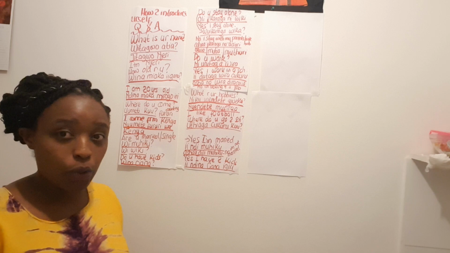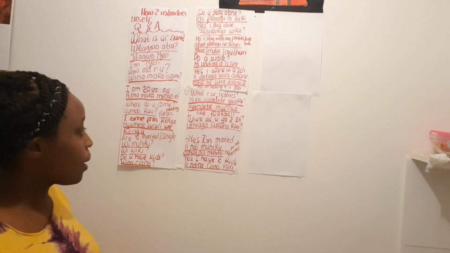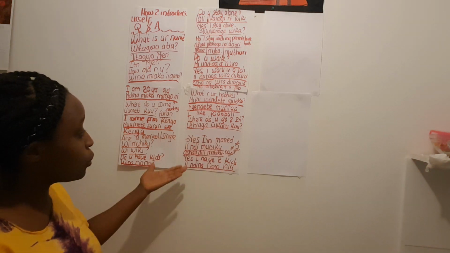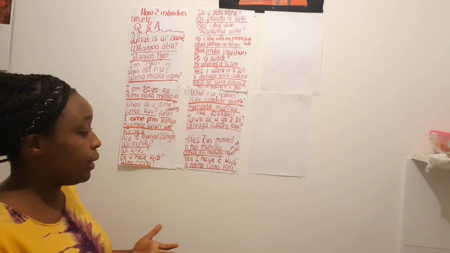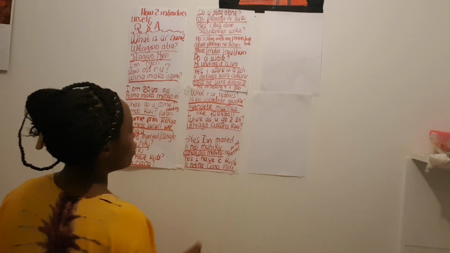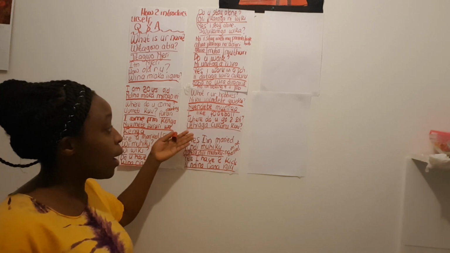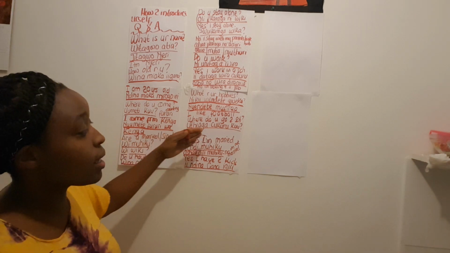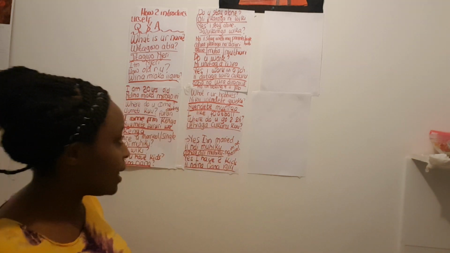Odhiaga shukuru ko. You can even say Odhiaga shukuru ereko. Which school? Ereko. Shukuru is school. Ko is where. Odhiaga, where do you go? Odhiaga shukuru ko.